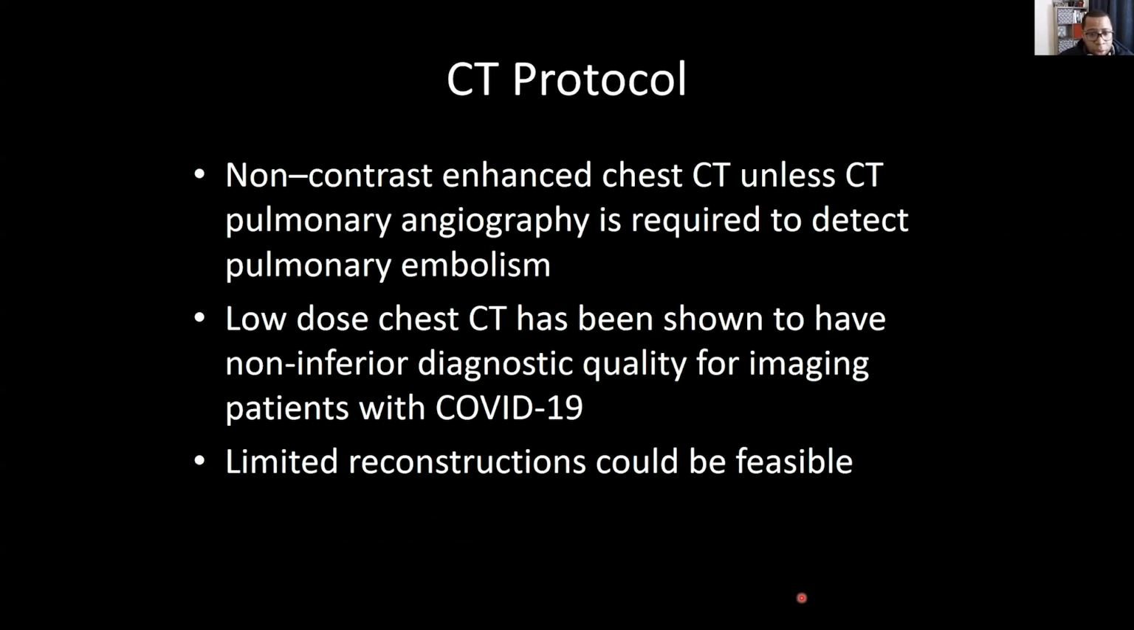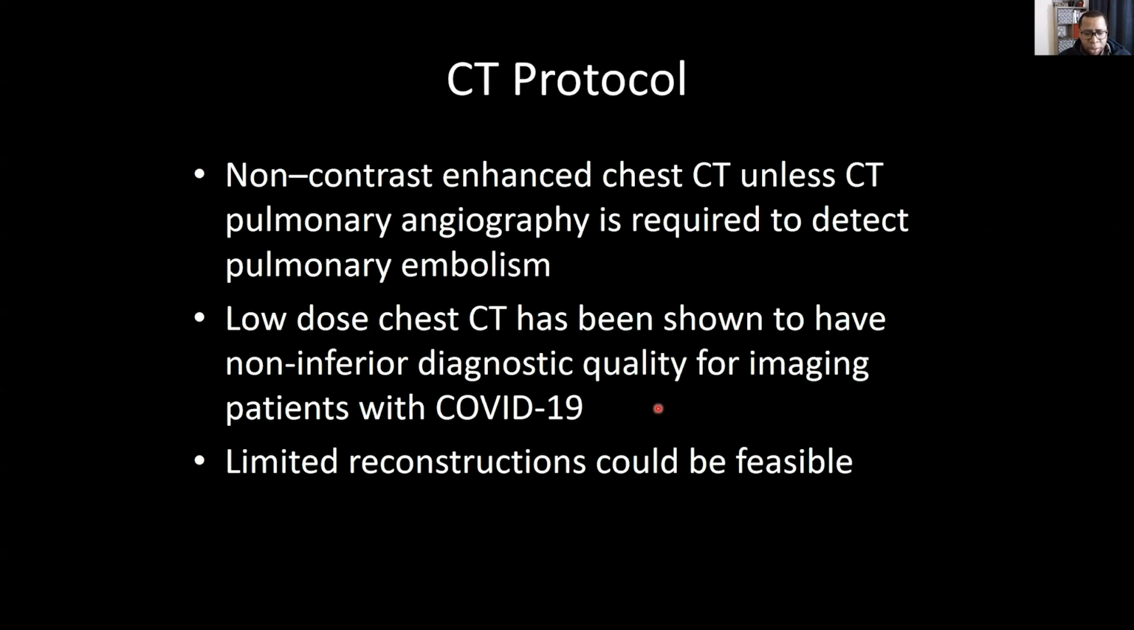What about CT protocol, right? So we recommend non-contrast enhanced chest CT unless there's a suspicion for PE, thromboembolic disease, in which case pulmonary CTA could be performed. So low-dose chest CT has been shown to have non-inferior diagnostic quality for imaging patients with COVID-19. So remember, as I showed you in some of the cases, some of these patients get recurrent imaging. So we need to be careful with dose. So some studies have reduced dose by up to 90% and still had non-inferior diagnostic ability.